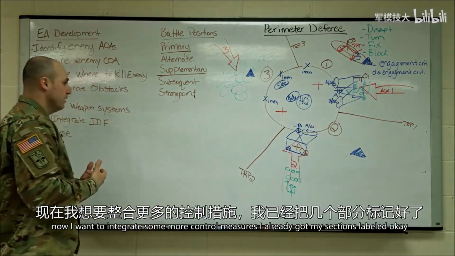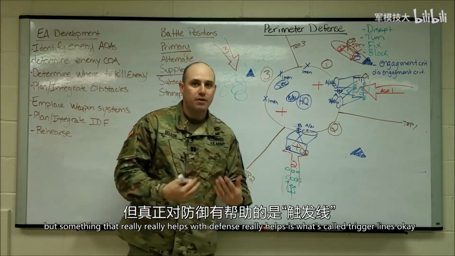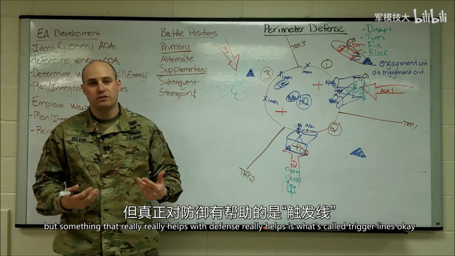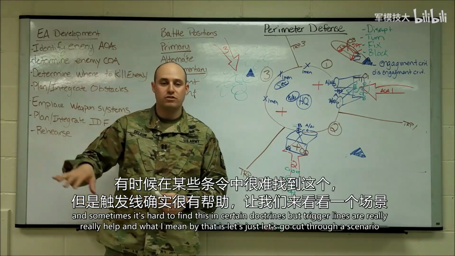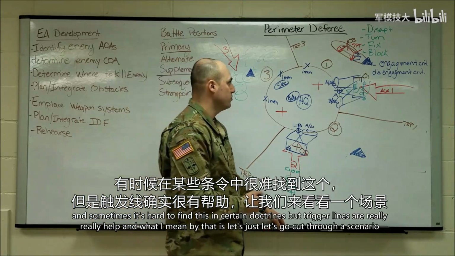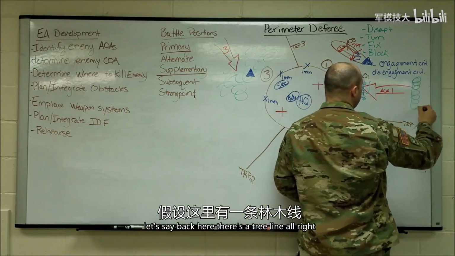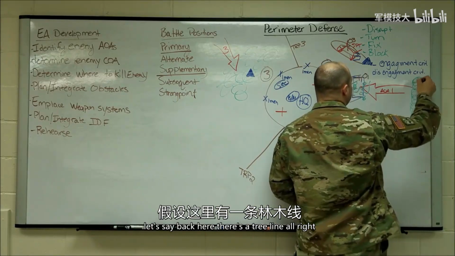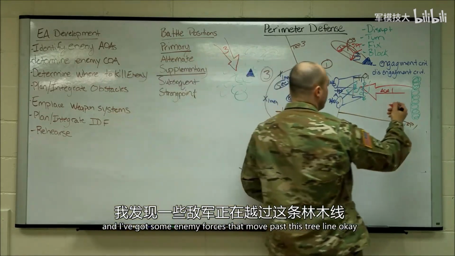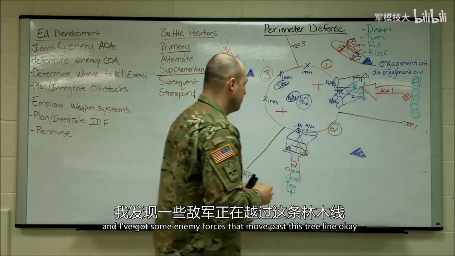Now I want to integrate some more control measures. I already got my sections labeled, okay? But something that really, really helps with defense is what's called trigger lines, okay? And sometimes it's hard to find this in certain doctrines, but trigger lines really, really help. And what I mean by that is, let's talk through a scenario. Let's say back here, there's a tree line, all right? And I've got some enemy forces that move past this tree line, okay?